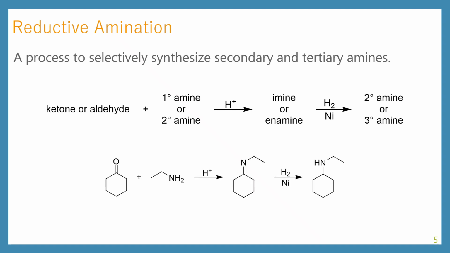So if I take a ketone or an aldehyde, in this case a ketone, and I react it with a primary amine, that is going to give me an imine.